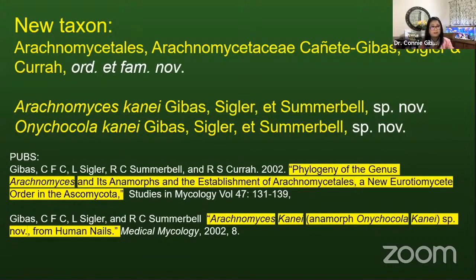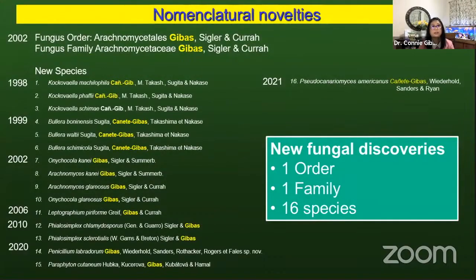So next one, please. So since I became a mycologist in 1998 until last month, I have discovered 16 species of fungi, and I have erected or established one order and one family.